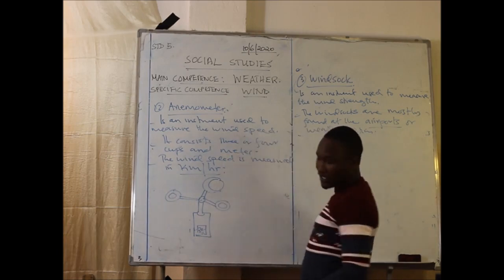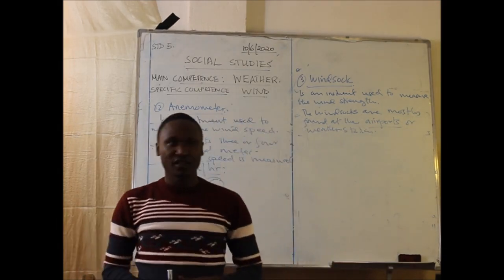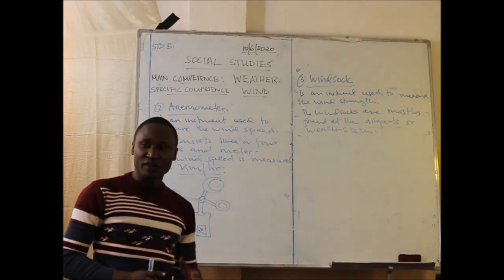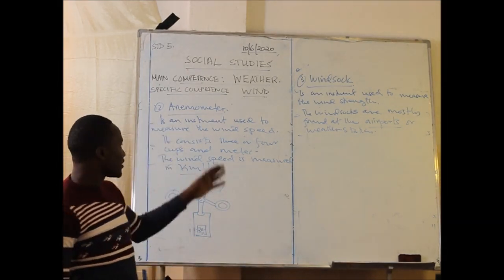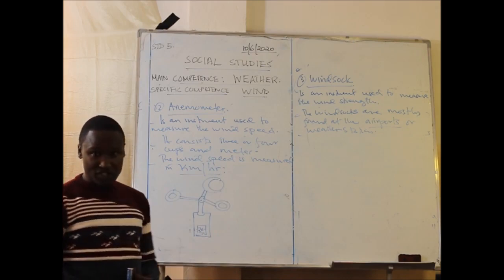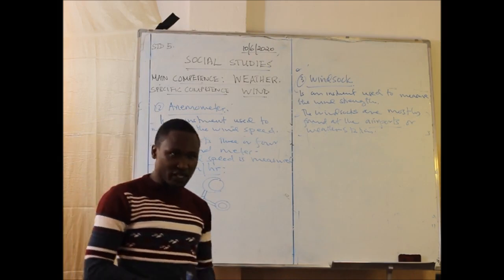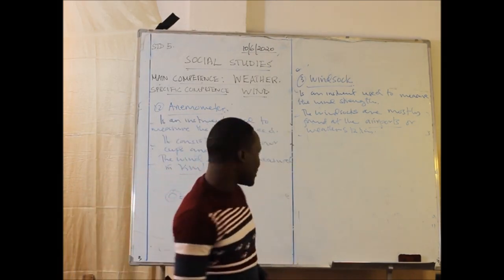So all these are instruments which are used to measure the wind. We have seen the first one, the wind vane, used to determine the wind direction, the anemometer to measure the wind speed, as well as the windsock to measure the wind strength. So all of these are instruments related to measuring wind. But also we have, how can we name the wind?